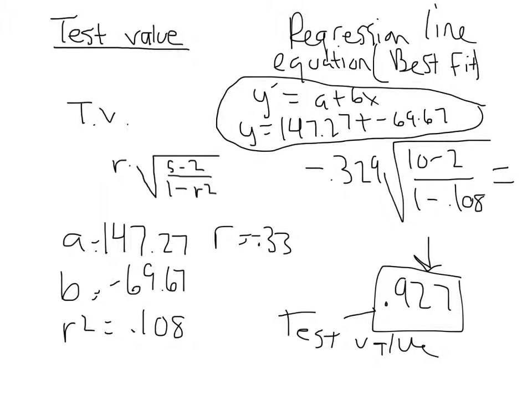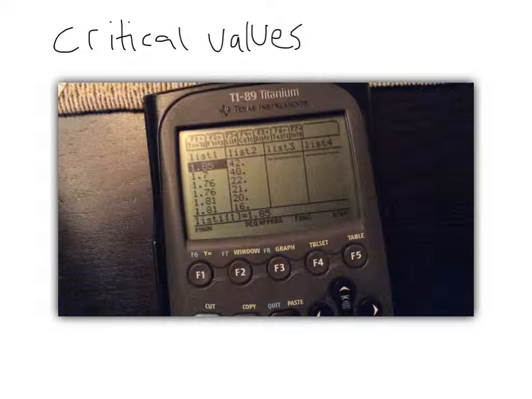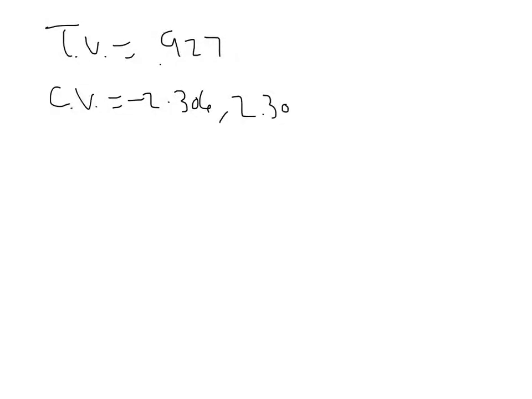Okay, so let's write down everything we have so far. We have the test value, which is 0.927, and the critical values, which are negative 2.306, as you got in the video just a few seconds ago, and 2.306.